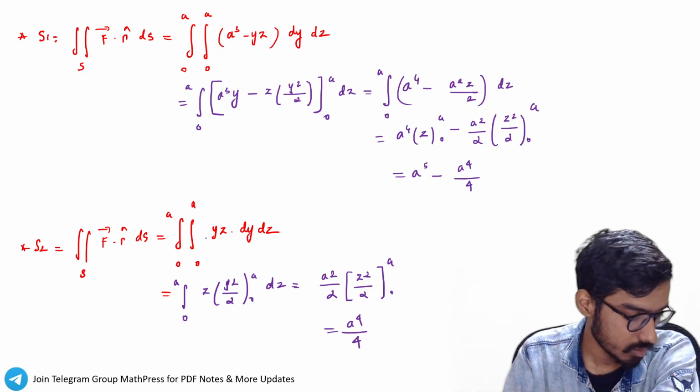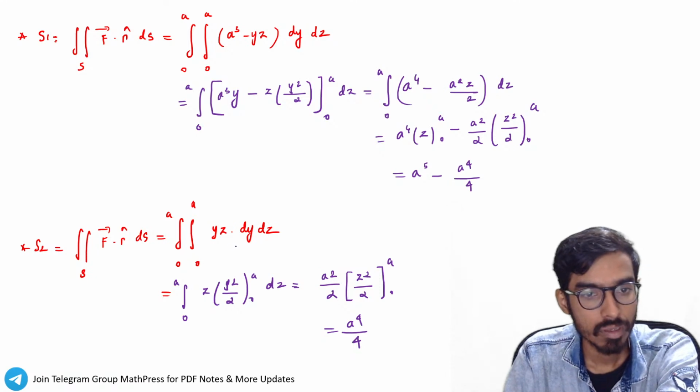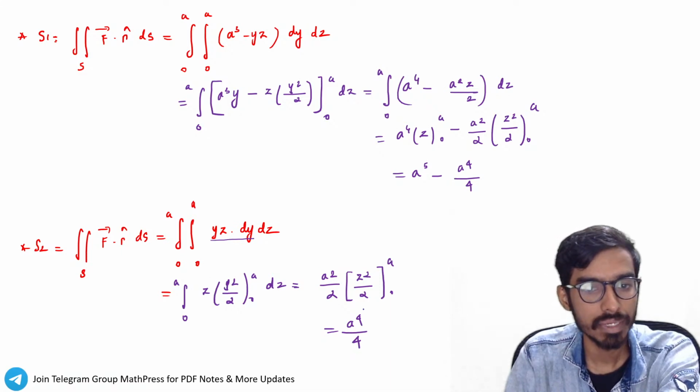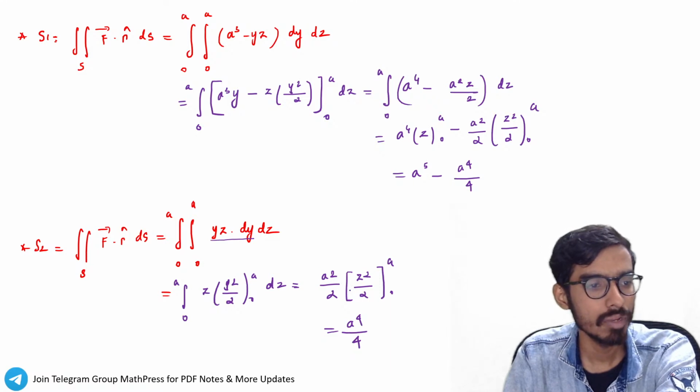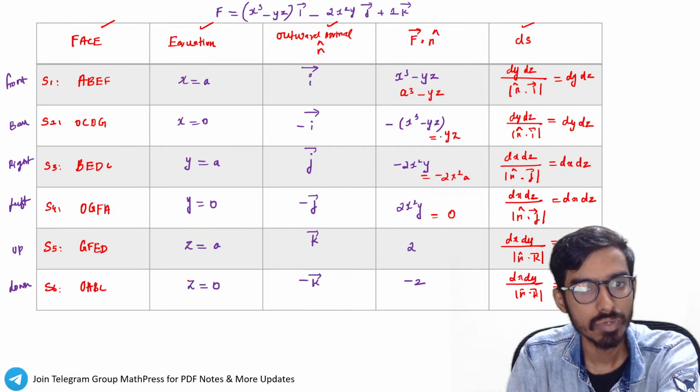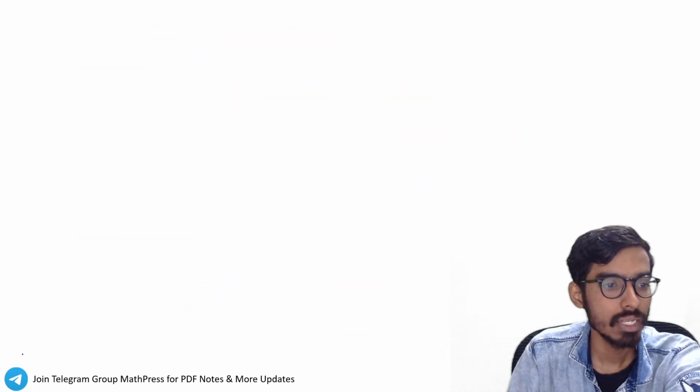With respect to y, we will have y square by 2, a square by 2, z square by 2. Is that correct? We will have a power 4 by 4. F dot n cap is minus of x cube minus yz. So x cube is 0, so we'll have plus plus. Now similarly, you find s3.